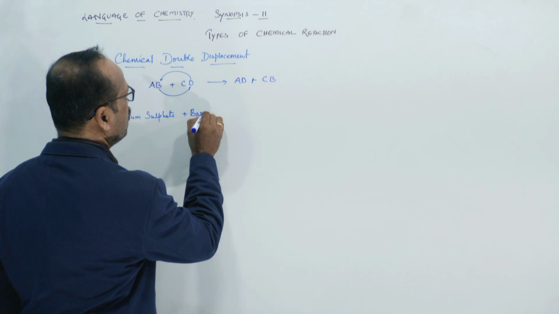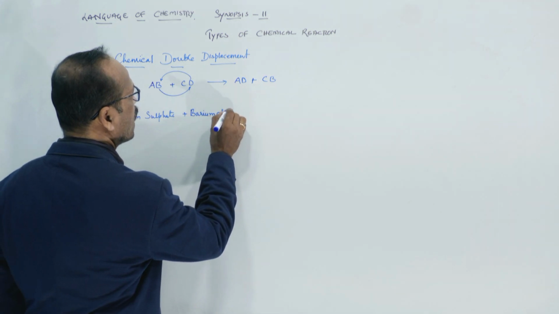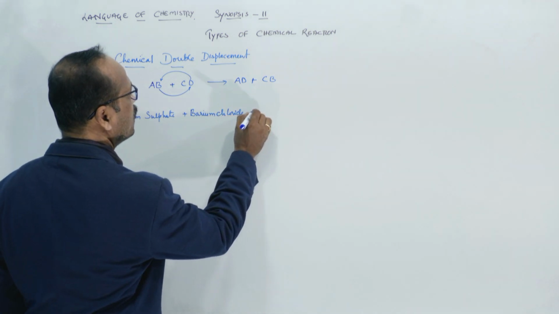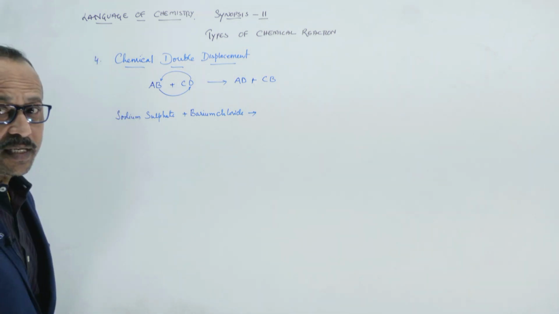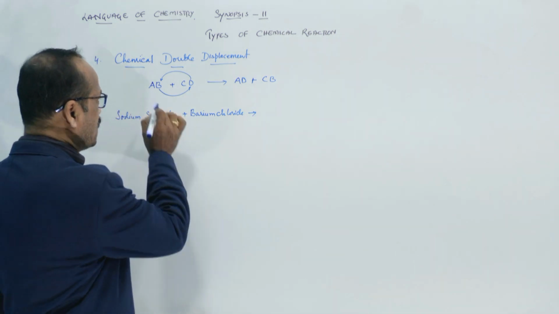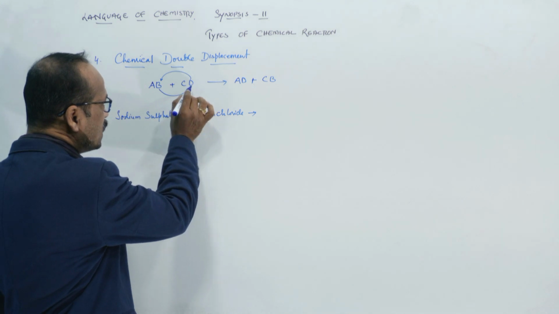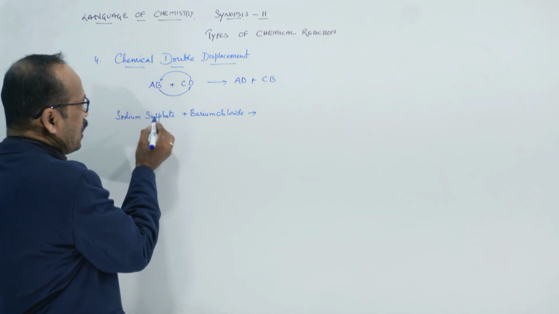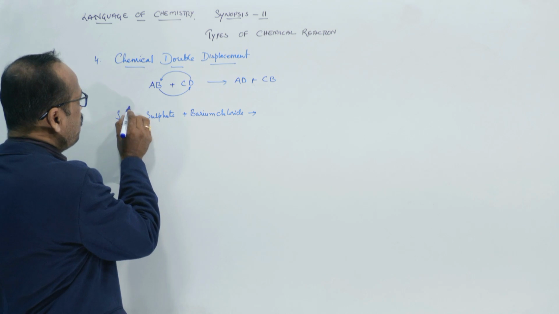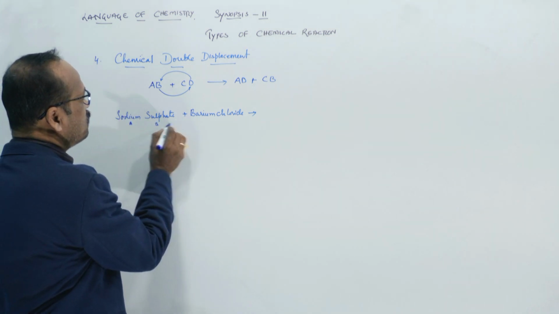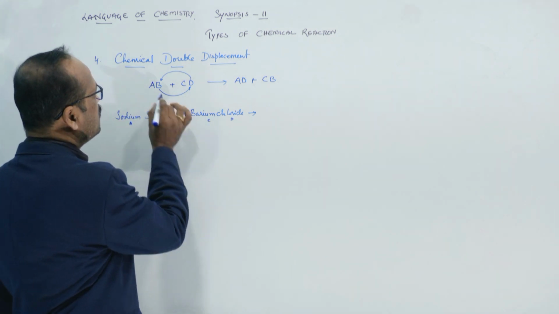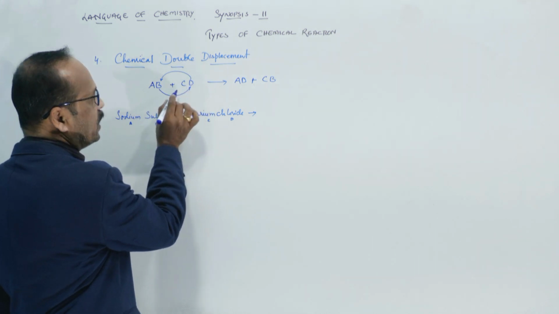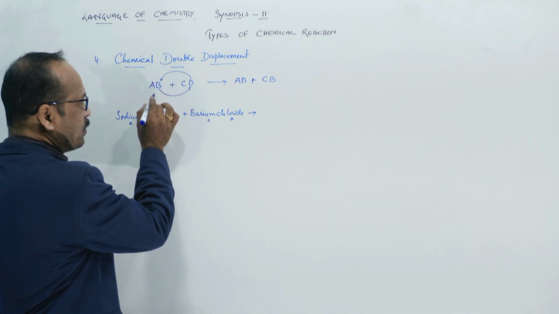For example, you take barium chloride, it is reacting with sodium sulfate. Then what I said, they both exchange. So here see, B is going towards the D and D is coming in the B. So here you think this is A, this is B, this is C, this is D. So what I said, the B is going to the place of D, D is coming in the place of B.